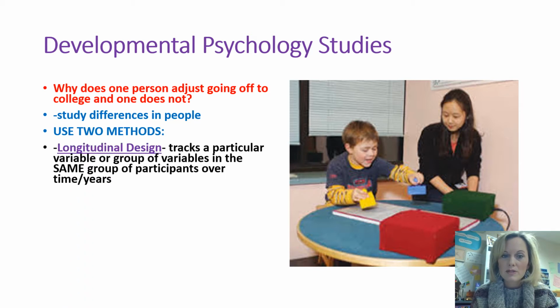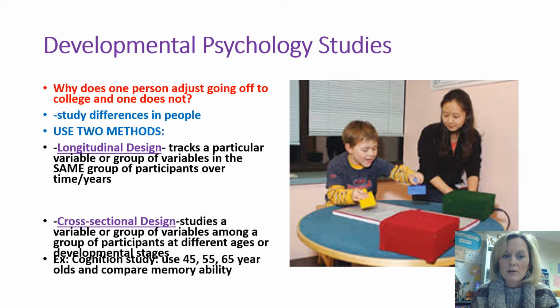There are two different methods they talked about in this chapter that we've looked at before. Longitudinal studies track the same group over time. So you may take the same kindergarten class and track them all the way until their senior year and look for some specific thing in their development, like their cognitive ability and how it's changed over time. You can also do cross-sectional.